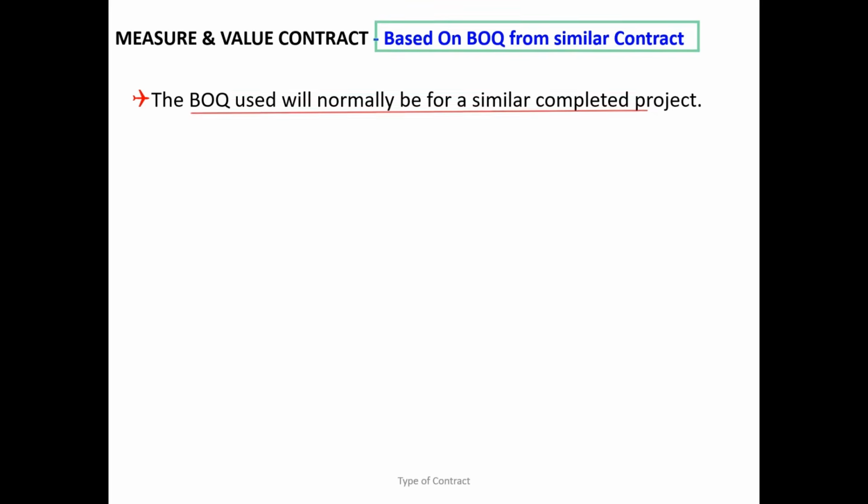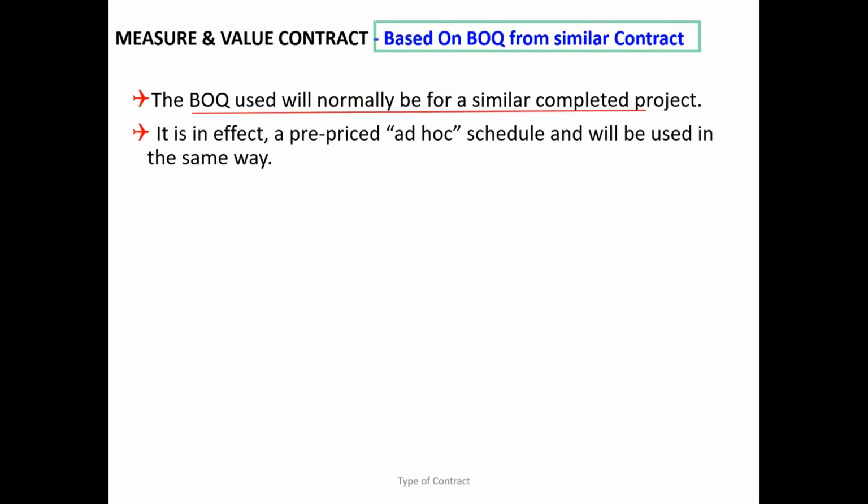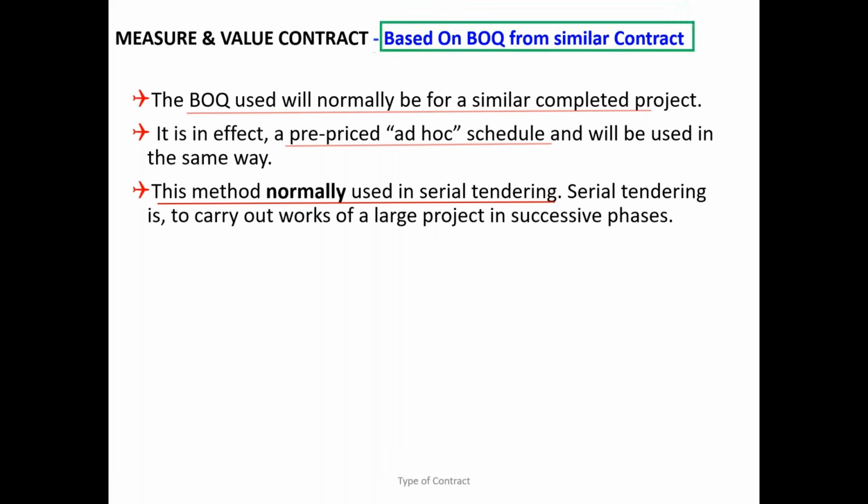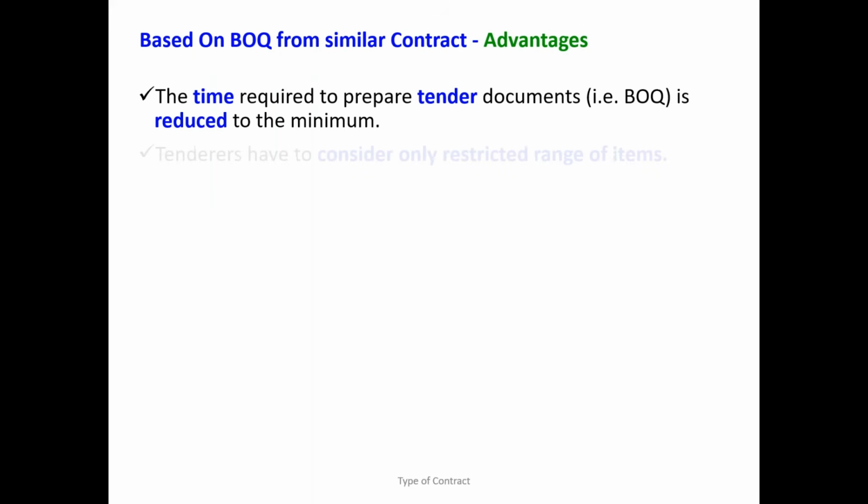Okay. So what we understood here is that it should be like a pre-priced ad hoc schedule, already readily available. You just take it and use it. So it's suitable if the projects are repetitive, then you can go for this kind of thing. Okay. So what is the advantage? Time is shorter to prepare the tender document. Only the restricted items are what the contractor needs to focus on.